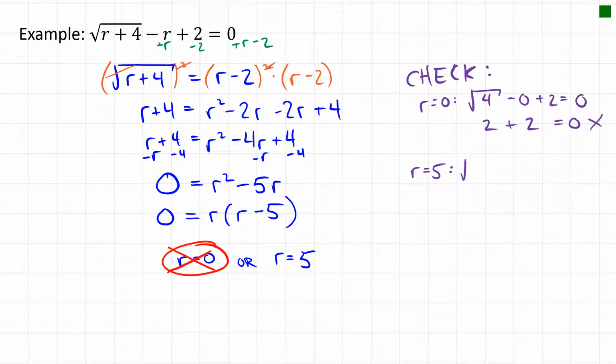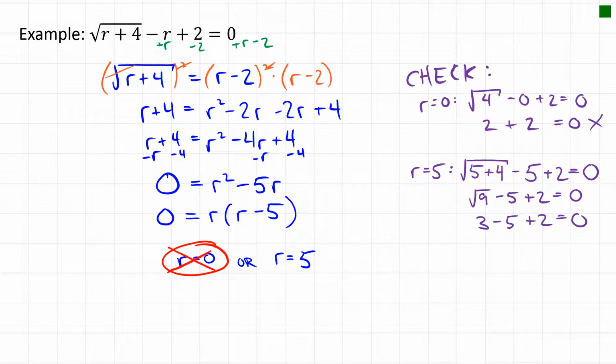So does the square root of 5 plus 4 minus 5 plus 2 equal 0? And let's go through and simplify. So that would be the square root of 9 minus 5 plus 2 equals 0. So this would be the square root of 9 is 3, minus 5 plus 2 equals 0. And in fact, 3 minus 5 plus 2 does equal 0. 0 equals 0. So r equals 5 is a perfectly valid solution.